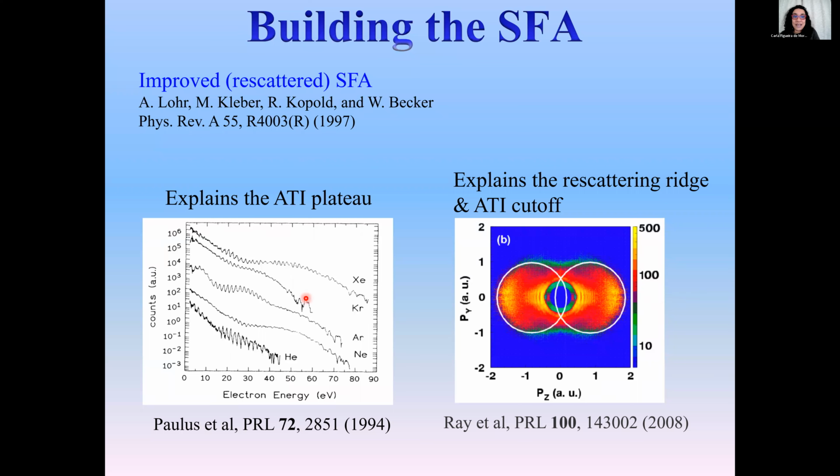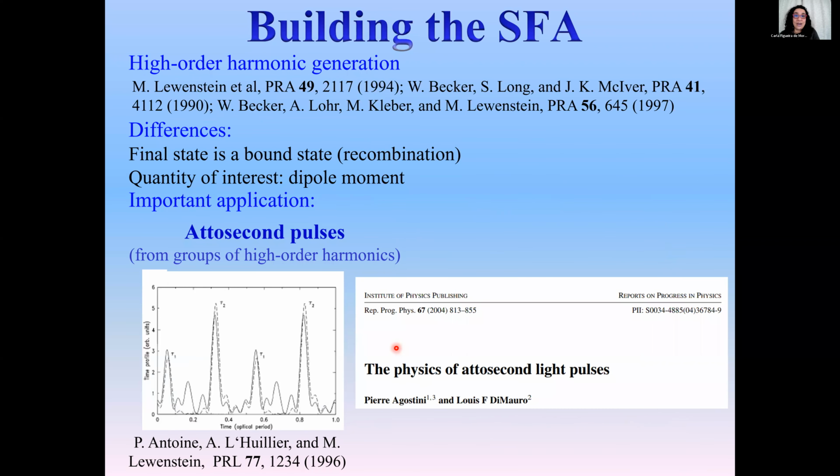So it explains this plateau, it explains this cutoff, and it explains this reach, which is the maximum photoelectron energy the electron can acquire in the continuum. Here you have a momentum map, which was actually also done in the late 90s, 2008. And you can see that this reach is very typical for rescattering, and is explained by looking at this kind of constraint that the strong field approximation helps to define.